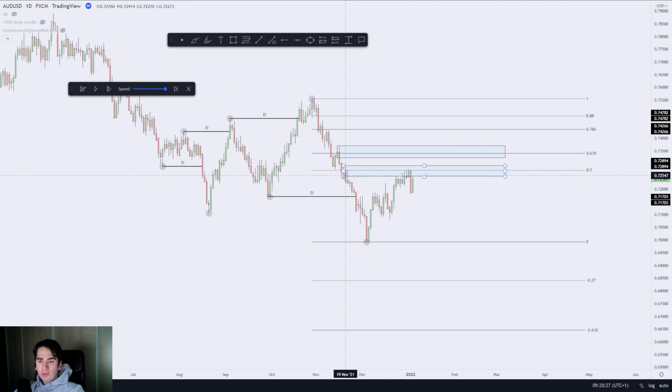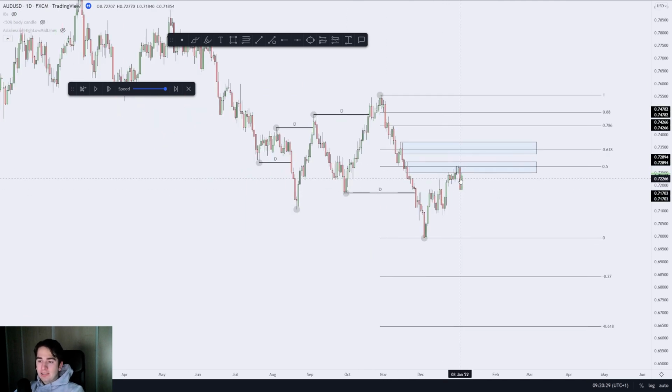You're viewing a supply rejection. And what you're seeing is this daily bearish engulfing candle, which is signifying that a lot of bearish momentum is coming into the market. Furthermore, we're also bearish on the daily.